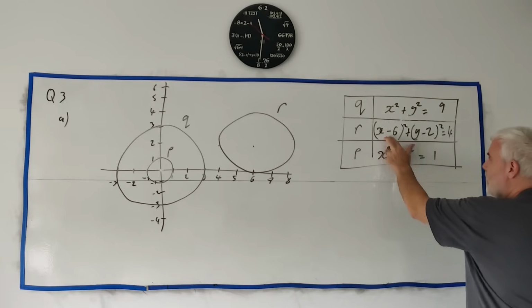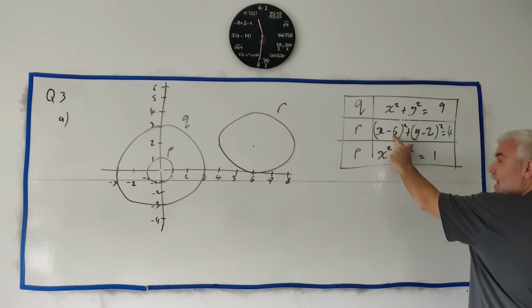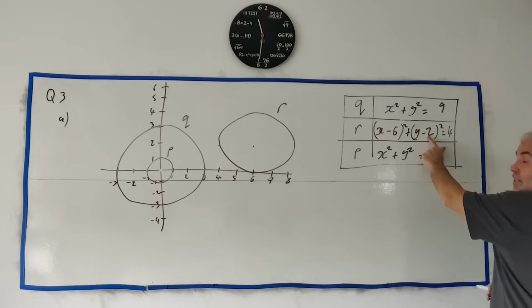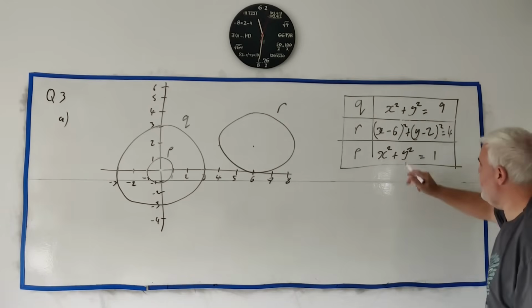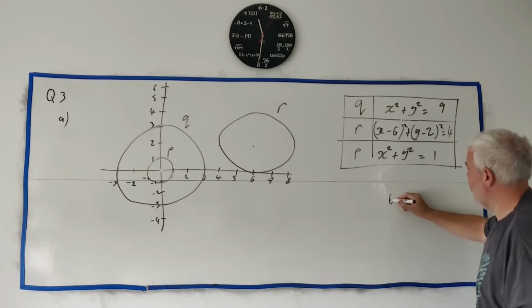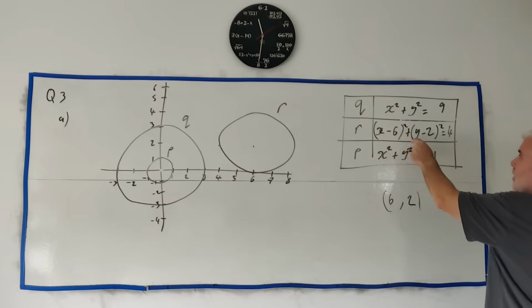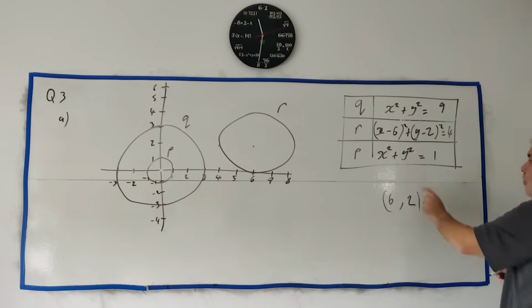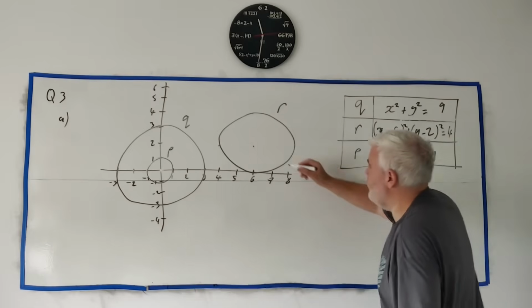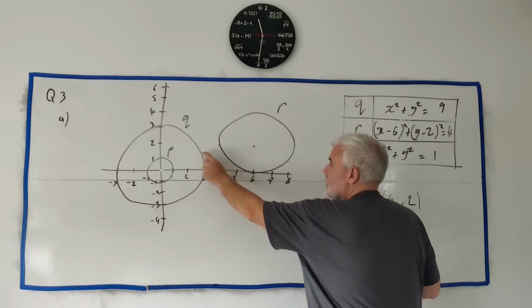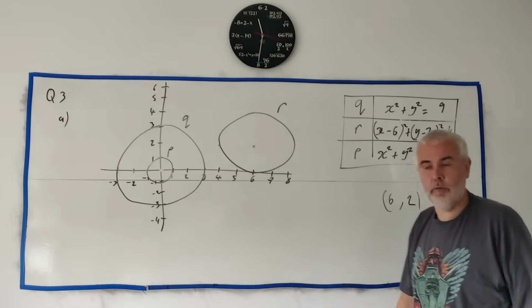An equation like this tells you that its center is this number, minus this number is its X center. Minus this number is its Y center. What I mean is its center is 6, 2. Minus this, minus 6 is plus 6. Minus 2 is plus 2. 6, 2 is its center. And you can see 6, 2 is in fact where its center is.